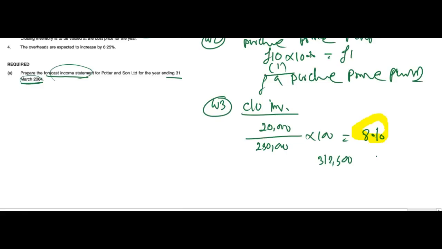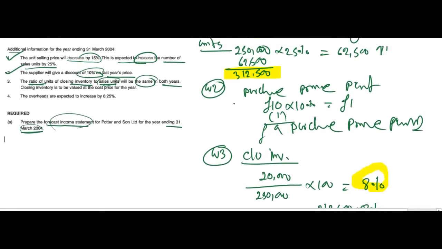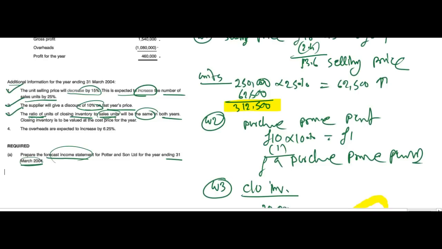312,500 is our current year's sales. Working number 1, times by 8%. If you do, I believe my calculator says it is 25,000. Just double checking, 312,500 times by 8%. Yes, 25,000 is your units of closing inventory. Fantastic, well done. So far, so good. So our number 3 is done.